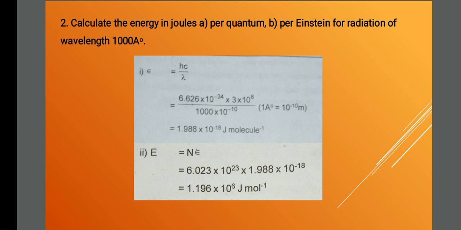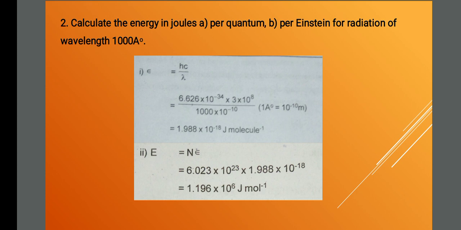For quantum, the formula is epsilon is equal to h nu. h nu is h into c divided by lambda, since nu is c by lambda. So epsilon is equal to h c by lambda. Planck's constant is 6.626 into 10 to the power of minus 34, velocity of light is 3 into 10 to the power of 8, and wavelength is given as 1000 Armstrong, so 1000 into 10 to the power of minus 10. Your answer is 1.988 into 10 to the power of minus 18 joule per quantum.